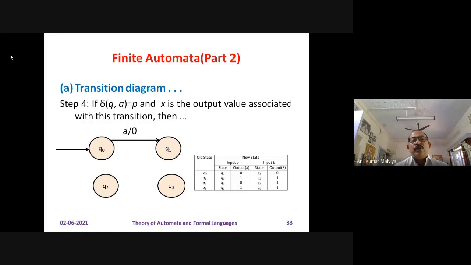Okay. Now the machine is in state Q0, the input is B. Now the machine goes to the state Q3 and gives the output 0. So we have to draw an arc from state Q0 to state Q3 labeled with B followed by a forward slash and followed by, at this time you can see, again 0.